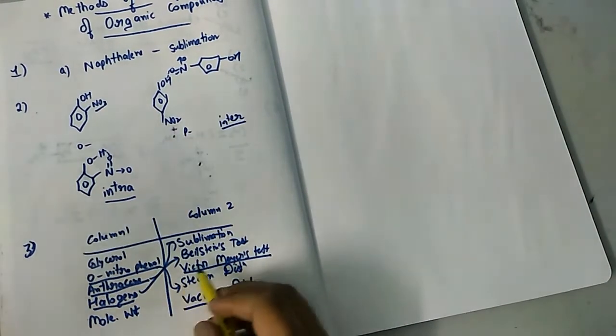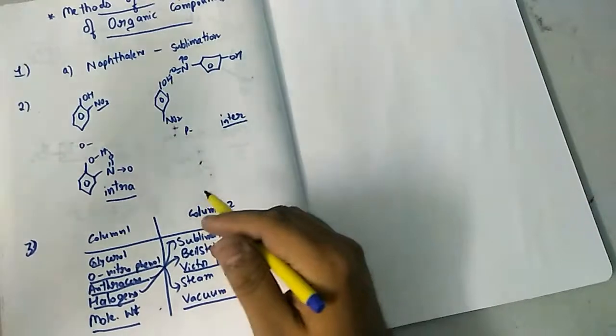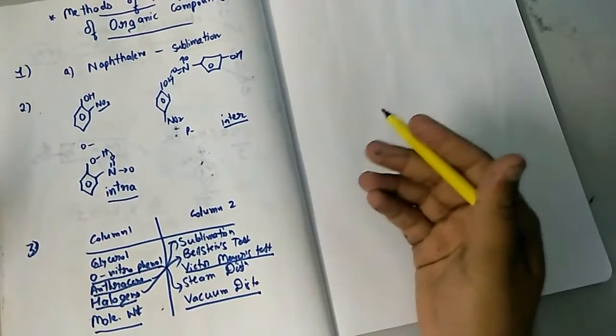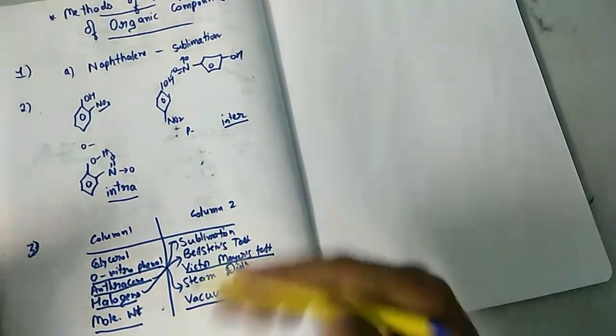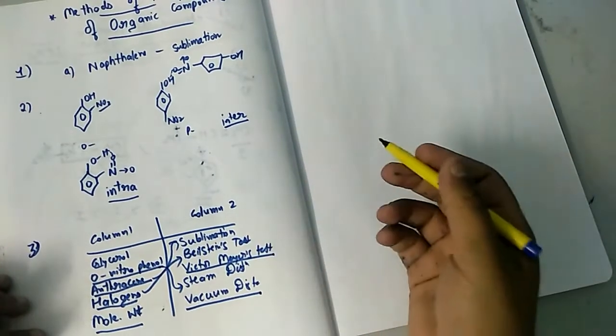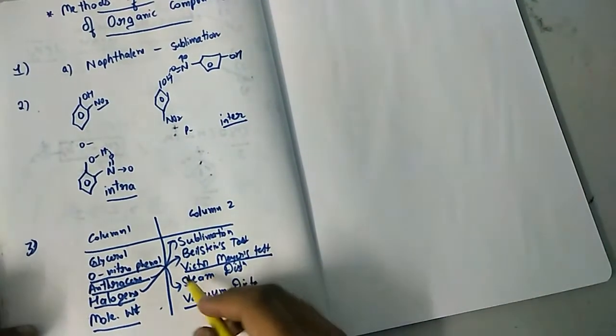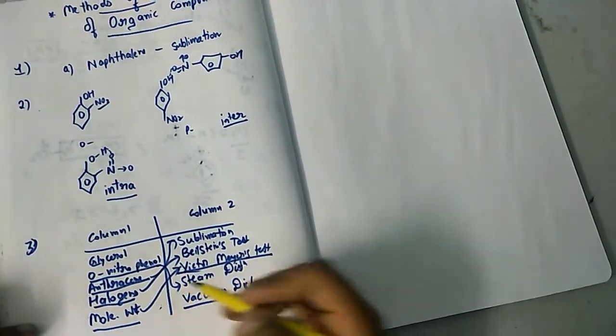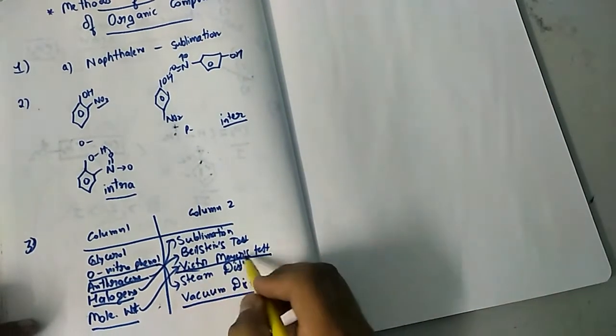Now what are we left with? Victor-Meyer's test and vacuum distillation. Now Victor-Meyer's test is used to determine the molecular weights of volatile compounds. So this connects with molecular weight, and we are left with glycerol and vacuum distillation.